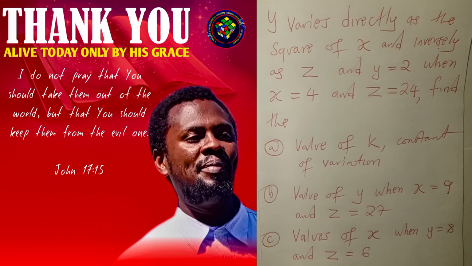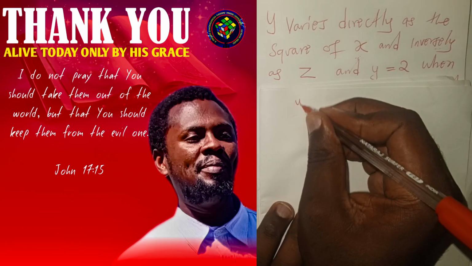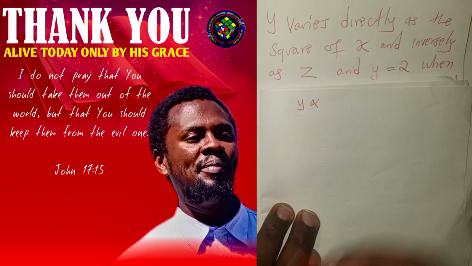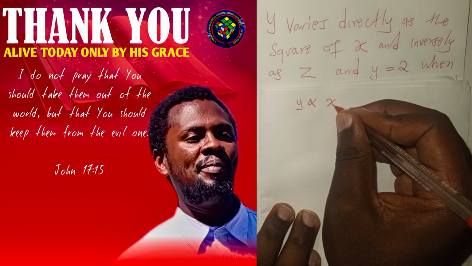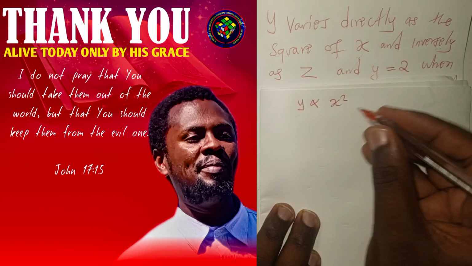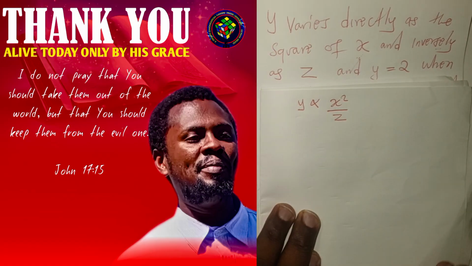What you should remember is that when it is direct, the term should be the numerator, and when it is inverse, the term should be the denominator. So here y varies directly, that is x squared, and inversely as z, so that will be over z.